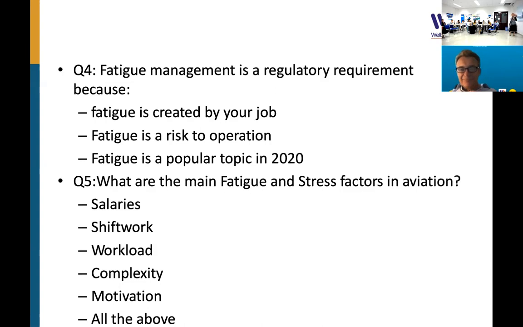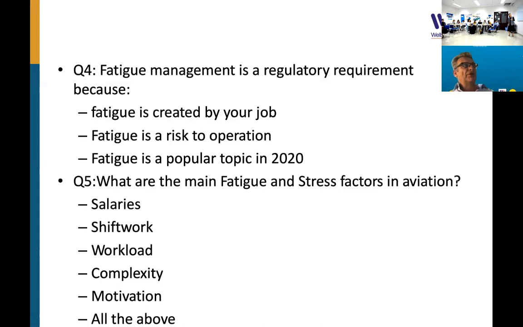Okay. Basically, everyone agrees, yes? Yeah. We have 100% in agreement. Very good. Of course, we'll see tomorrow morning that fatigue is a risk to operation, and so it has to be integrated in a wider safety management system. It's a very important risk, one of the highest risks for flight operations.